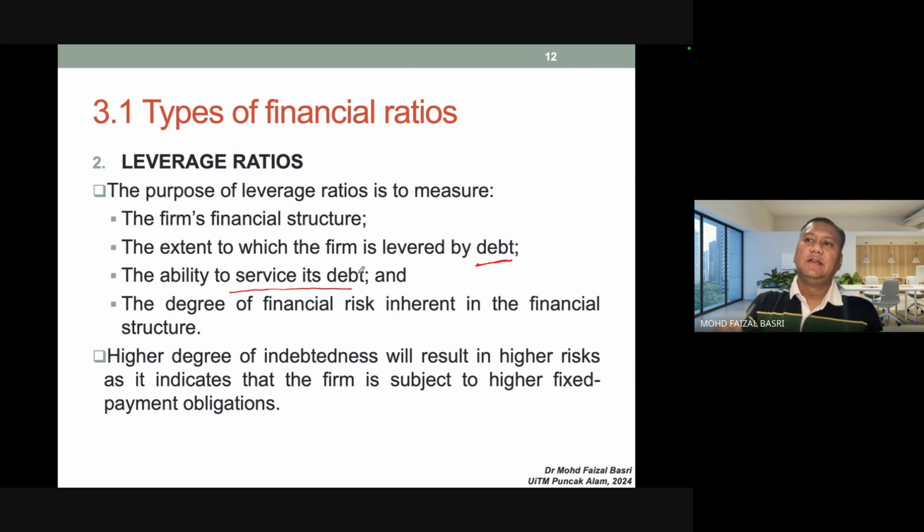Okay, so ada 2 elemen kat sini lah. The first one, kebergantungan kepada hutang, we want it to be as low as possible. And untuk service, ability to service, obviously we want the company to have a higher ability to service. So the higher degree of indebtedness will result in higher risk, sebab dia memerlukan commitment to pay the fixed amount of payment obligations. Sebab dia kena commit lah. Kalau dia ada pinjaman, kalau dia ada bond for example, they have to commit to pay the debt every single period. It can be monthly, it can be annually.